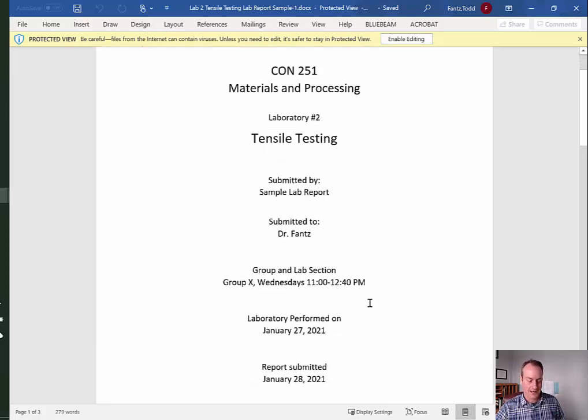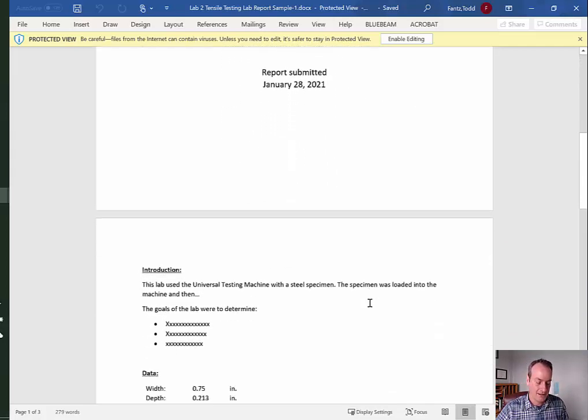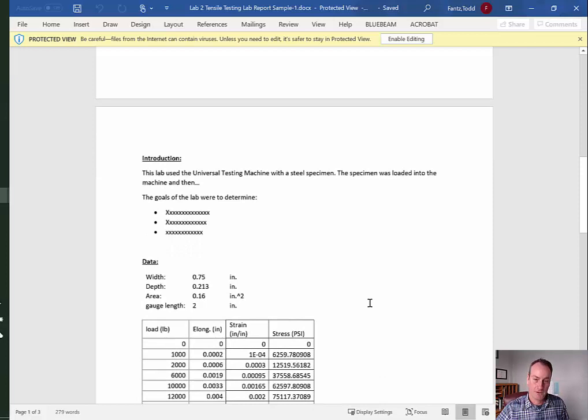If you need a little more guidance on what this thing would look like, what about this introduction? Remember what it was supposed to include? Well, I would start off with, this lab used the universal testing machine with a steel specimen. The specimen is loaded into the machine, and then so on, right? What are the goals? Well, I mean, you can figure this part out. I'm leaving it up to you, but goals would be to determine the ultimate strength, determine the modulus of elasticity, all those things that we're looking for.